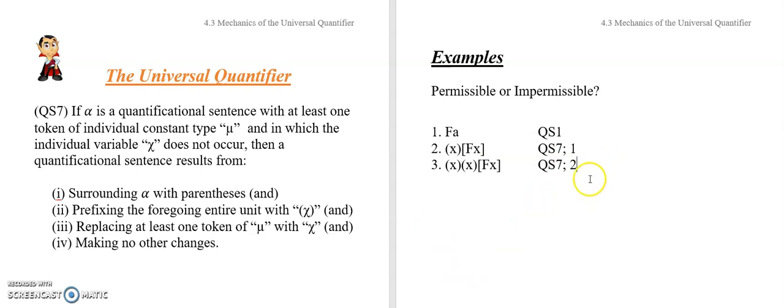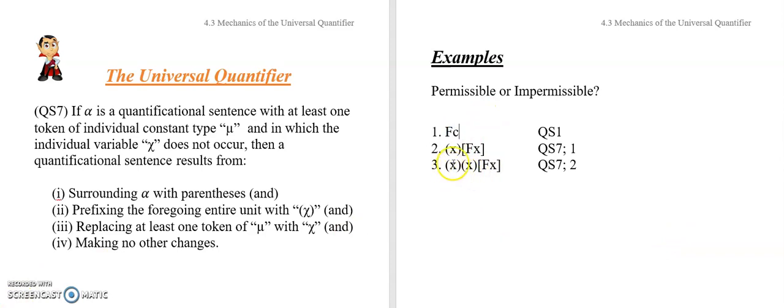Okay, so let's go ahead and do this together. So this is absolutely permissible. You can do this, no problem. Problem comes in here, right? The x occurs on a previous line, so you can't introduce the x again. Also, you didn't replace any token instance of an individual constant with an individual variable. So there's two problems there. So this one is impermissible, forbidden. Don't do it.